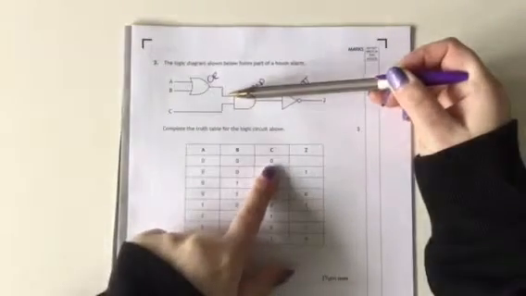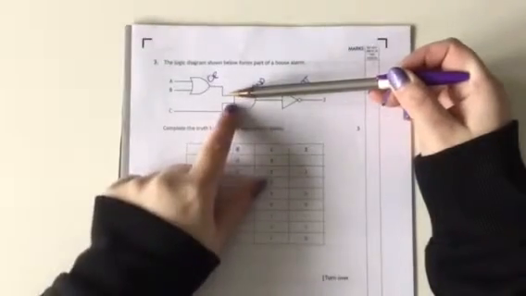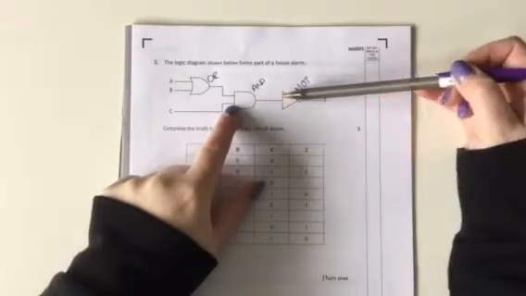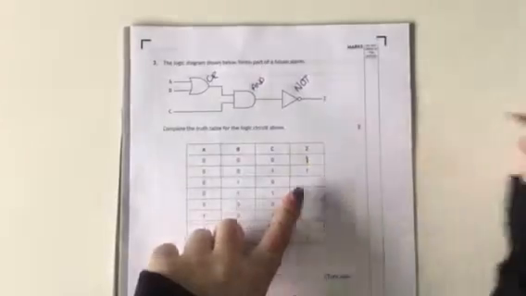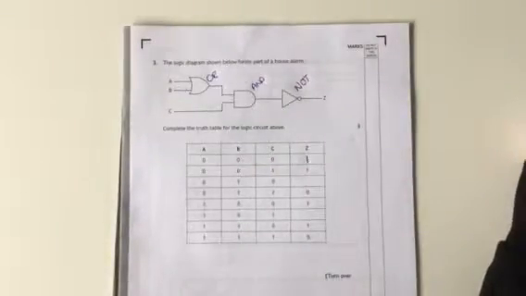Then we're going to look at part C, which is 0. So 0 and 0 going into an AND gate gives me 0. Into a NOT gate would give me 1. And I just fill in the table with a number 1 there.